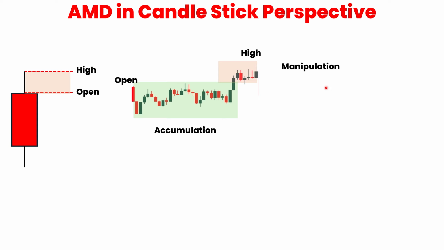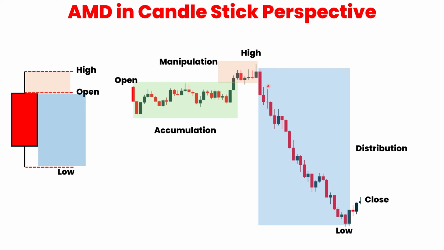So this one here is your manipulation phase. We have a manipulation phase here. So right now, let's wait and see how the market behaved. Okay, so that means the market shot to the downside after this manipulation. So let's double check. We have the accumulation, we have the manipulation, and then we have the distribution.